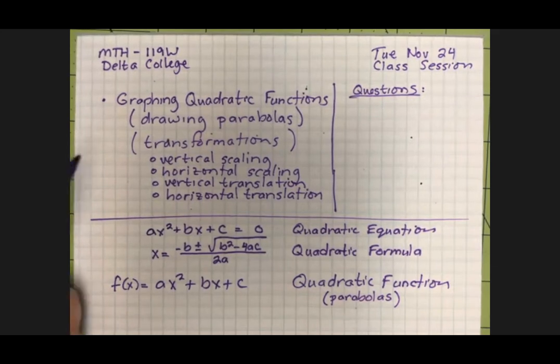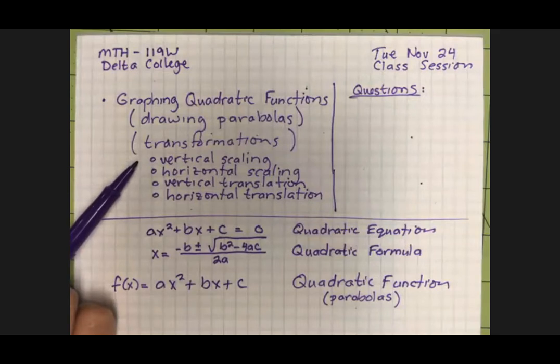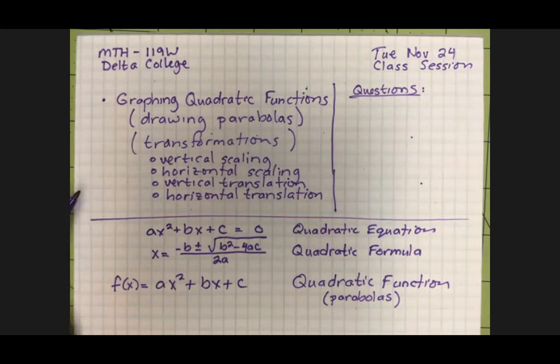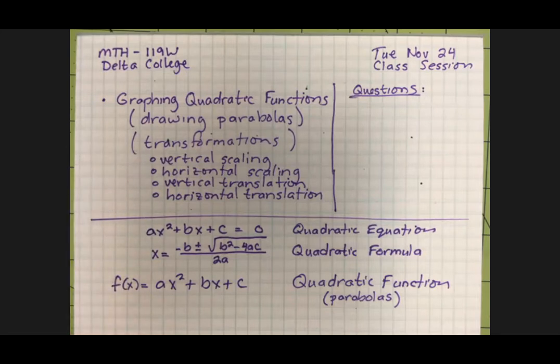Now, the way we're going to draw these is a mixture of key points and transformations. That is our only mission today. I want to show you how to draw these as quickly as possible. The quickest and most accurate way to draw these is to use transformations and key points to anchor the beautiful symmetric parabola shape.